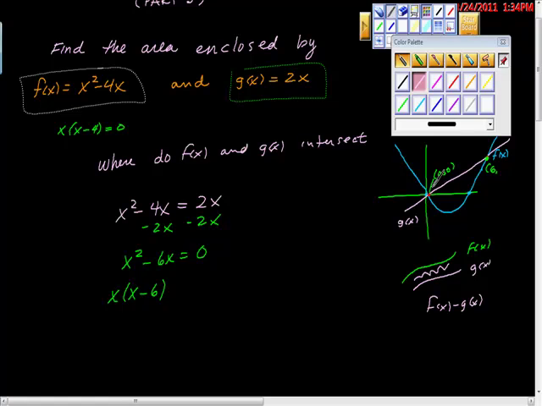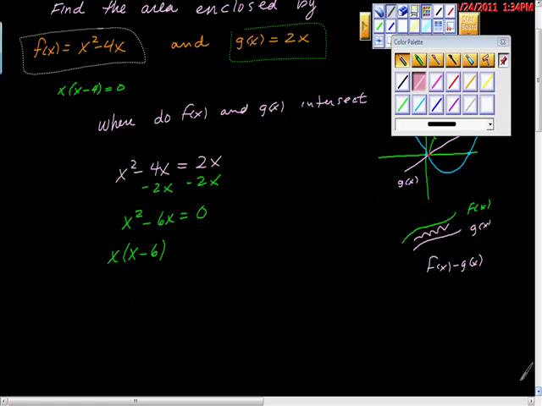Well, on the interval, what I would do is pick a number between 0 and 6, plug it into both equations, and see which equation comes up higher, and it will be 2x. So what I think we're looking for here is the integral from 0 to 6 of 2x minus this function, which is x squared minus 4x, the whole thing dx, right? Okay.